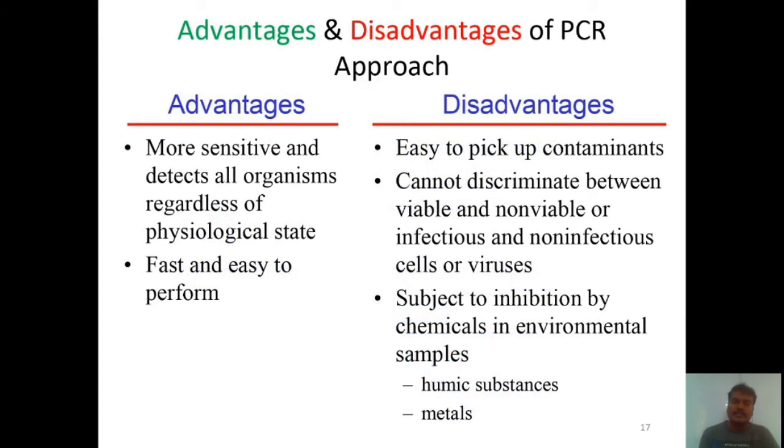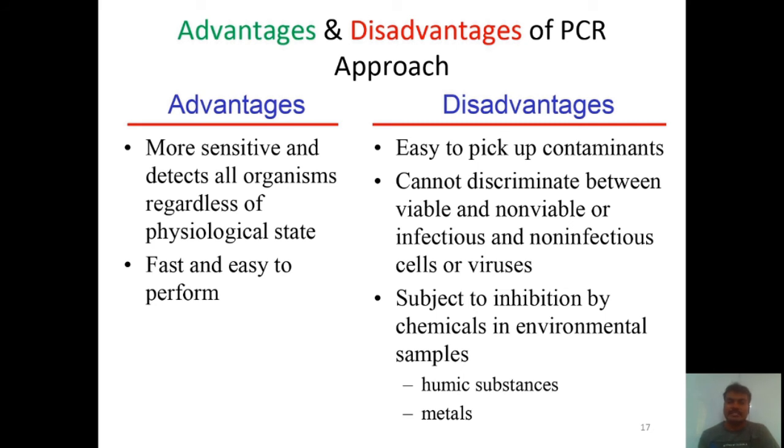What are the advantages and the disadvantages in using PCR? The advantage is it is more accurate and more sensitive. You can detect even trace amounts of DNA, and it is also highly reliable and very fast. That is why for the detection of the SARS-CoV-2 virus, we completely rely on PCR, reverse transcriptase PCR. That is one type of PCR. We will see it later.